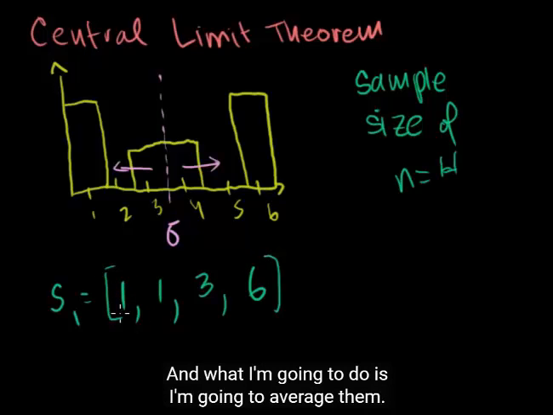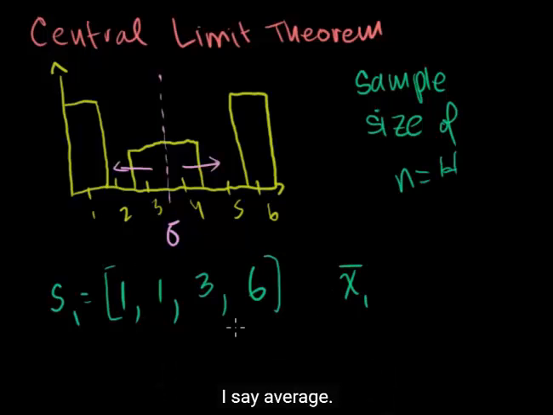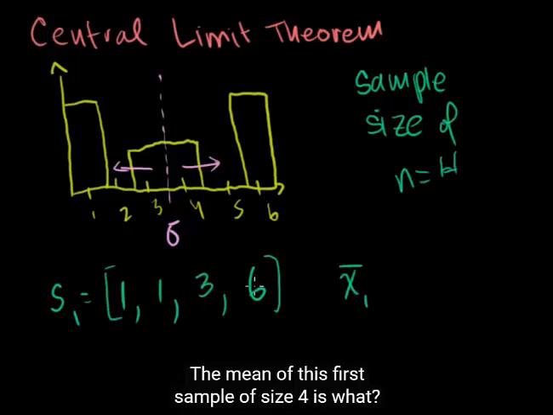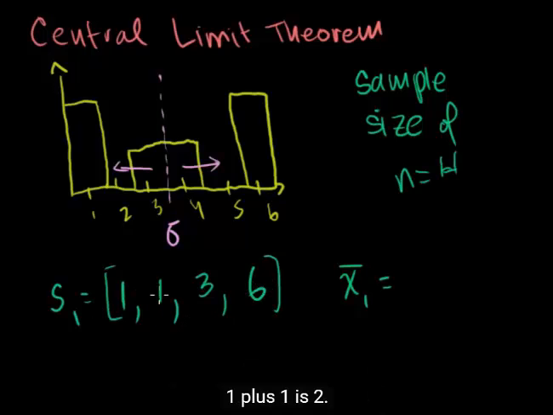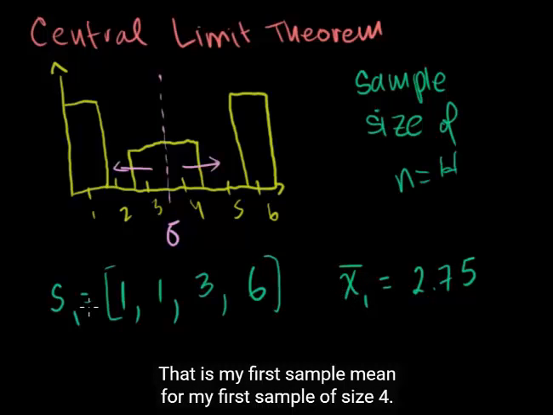And what I'm going to do is I'm going to average them. So let's say the mean, I want to be very careful when I say average, the mean of this first sample of size 4 is what? 1 plus 1 is 2, 2 plus 3 is 5, 5 plus 6 is 11, 11 divided by 4 is, what, 2.75. That is my first sample mean for my first sample of size 4.